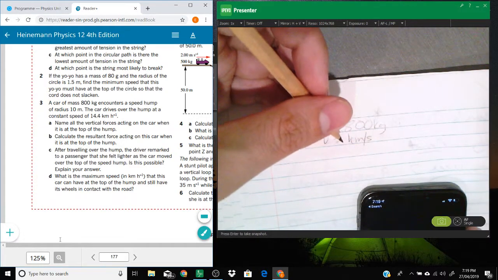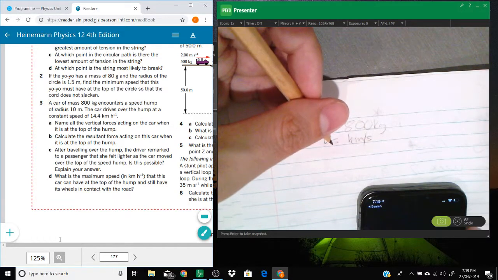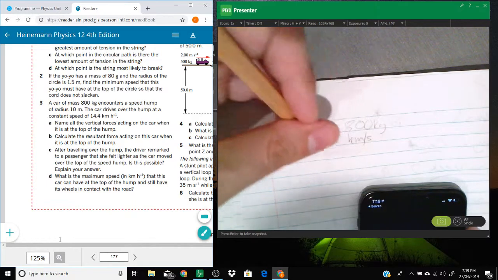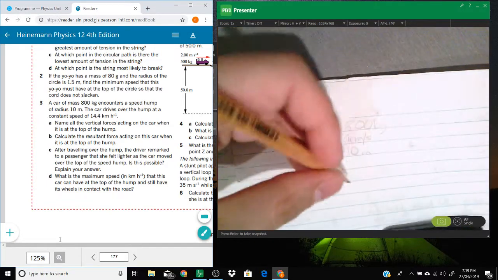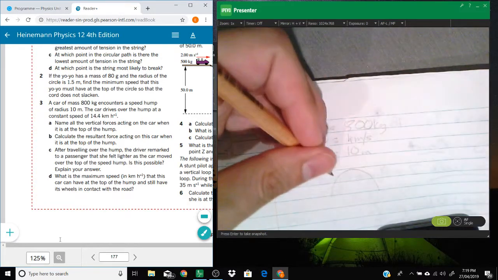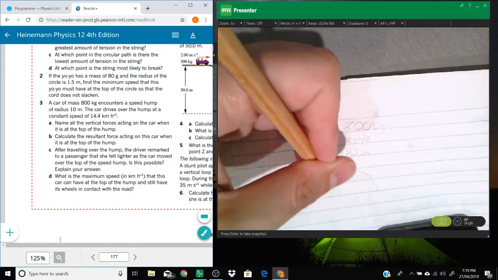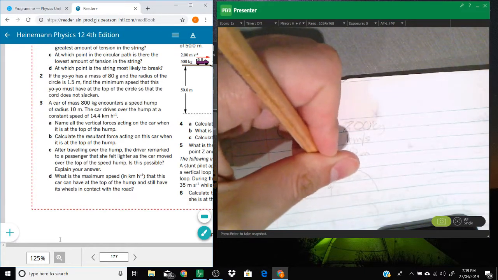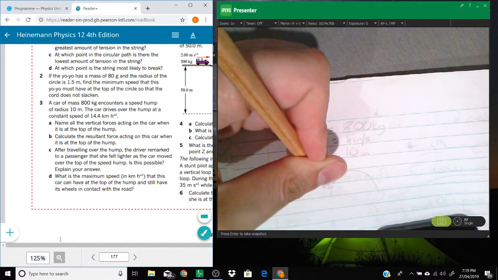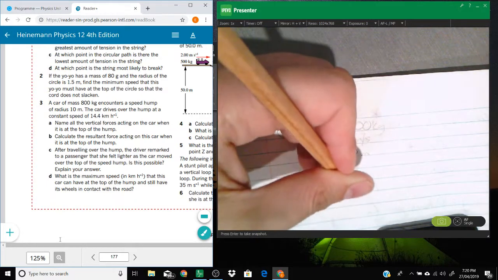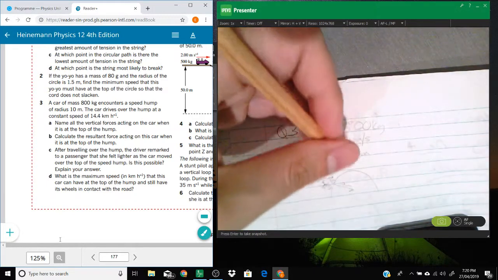And the speed hump has a radius of 10 meters. All right. So it's like a big hump, and your car has to go over that. So it's going over that, traveling over, and that's 10 meters.